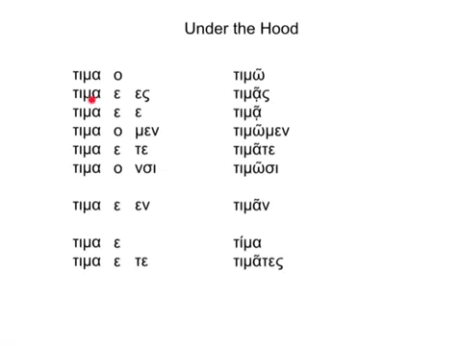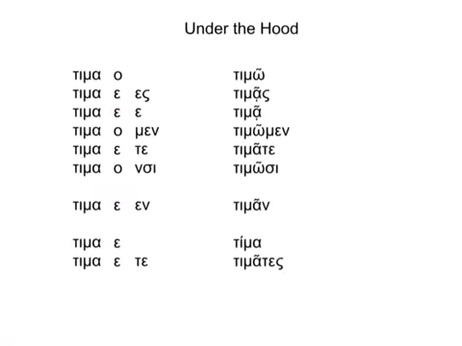So we have a stem, tima, and then we have our theme vowels: omicron, epsilon, epsilon, omicron, epsilon, omicron, then for the infinitive, epsilon, and for our two imperatives, epsilon and epsilon. And then we have our endings: blank, s, blank, men, te, nsi, and for the infinitive, blank, for the second singular imperative, blank, and te for the second plural imperative. So these forms will contract as follows.